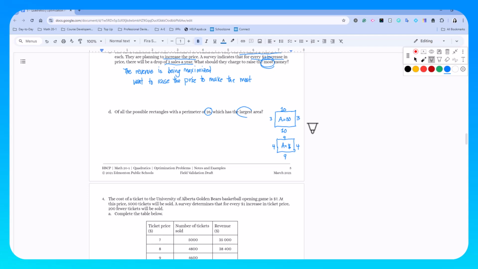Notice we're looking for the largest area, so this means that the area is being maximized. We're not going to solve it. We don't have enough information to find what that maximum is without doing a bit of work, but we definitely know it's going to be a maximization problem. Okay, let's move on.